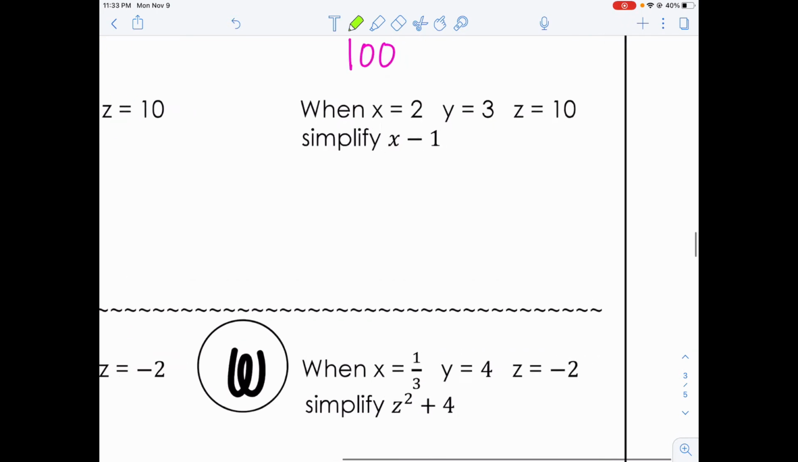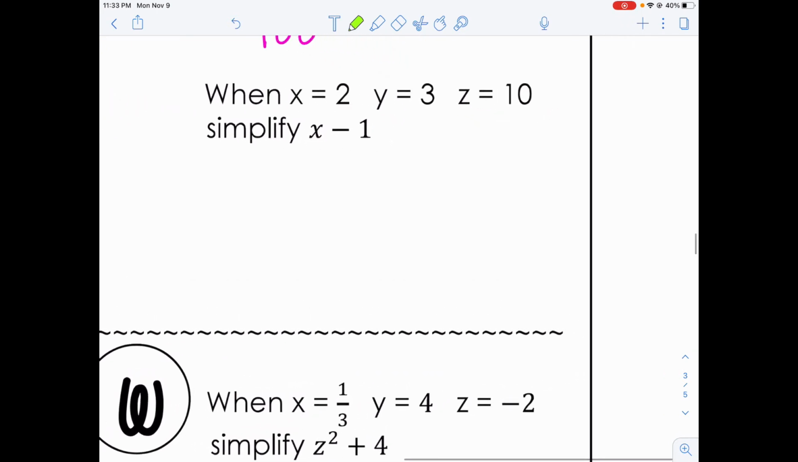Last one in this little section. When x equals 2, y equals 3, z equals 10, simplify x minus 1. So same thing, where I had a variable, I'm going to put parentheses, and then I'm going to figure out what I'm substituting in for that, minus 1.